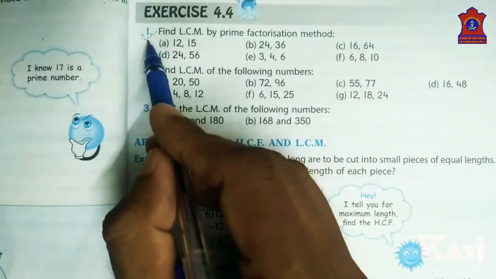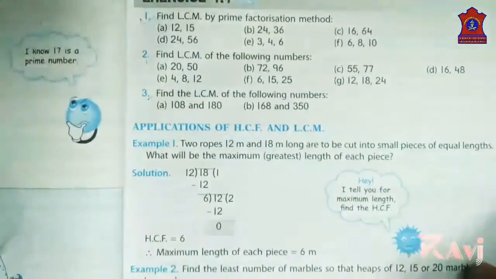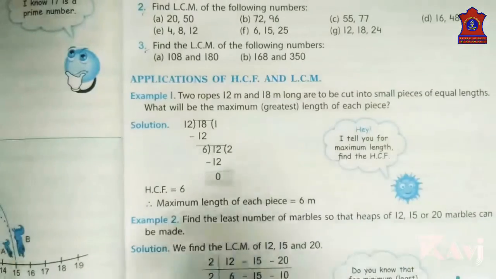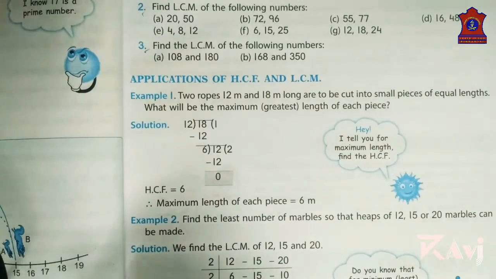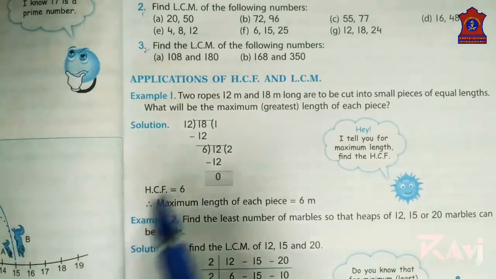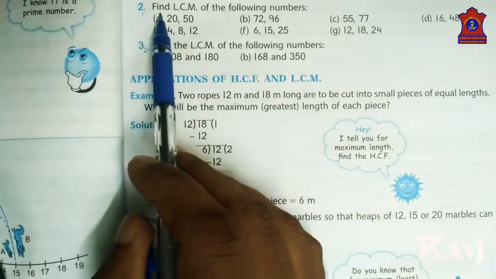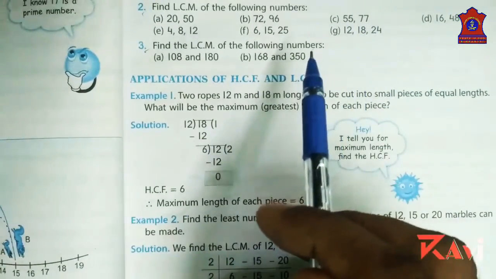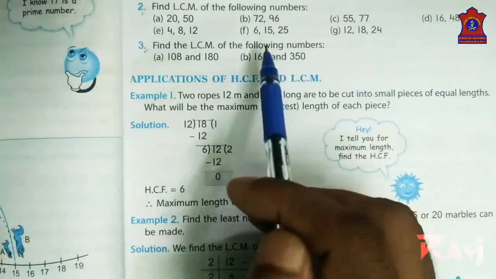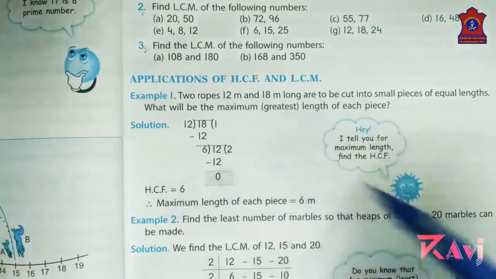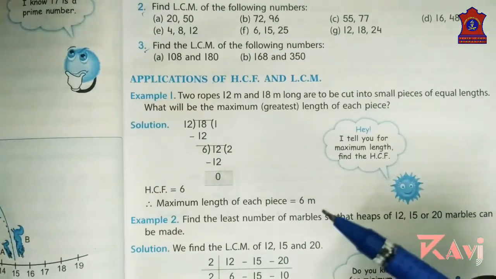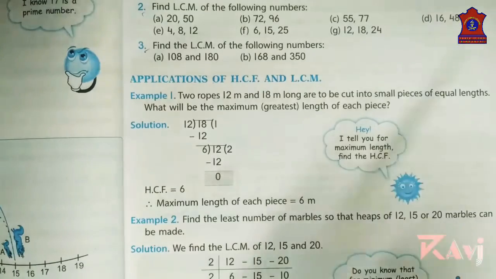Yesterday we completed question number 1 and today we are going to start with question number 2. Here in this question we have to find the LCM of the following numbers. It is clearly said to find the LCM of the following numbers, but the method is not mentioned. Clear? The method is not mentioned, whether it is the prime factorization method or the division method. In this case, when the method is not mentioned, we will be using only the division method.